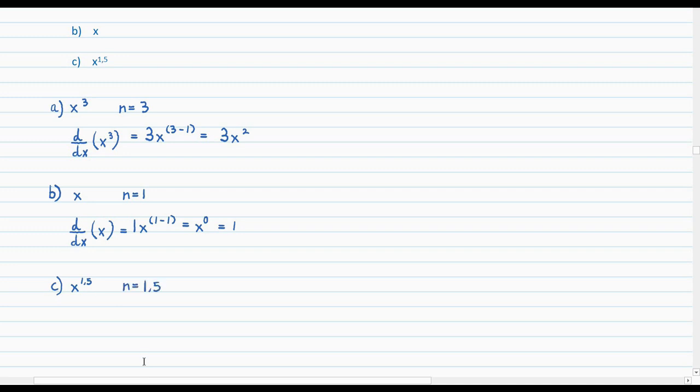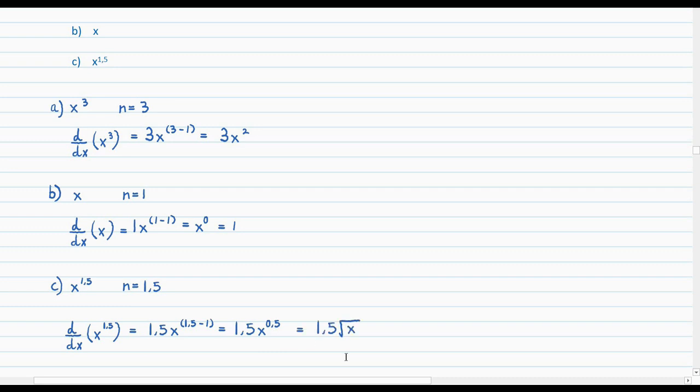As earlier mentioned, the exponent just has to be a real number, so it doesn't need to be a whole number. It can be a fraction, it can be less than 1, it can be negative. The rule still applies. And when you use it, you get 1.5 times x to the power of 0.5. And x to the power of 0.5 is the same as root x. So you can just write it using the square root sign.